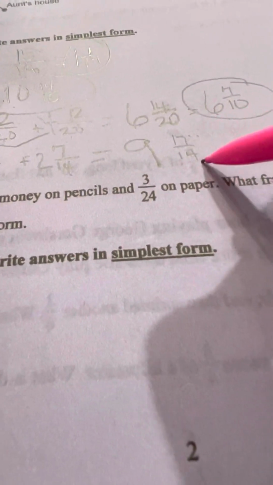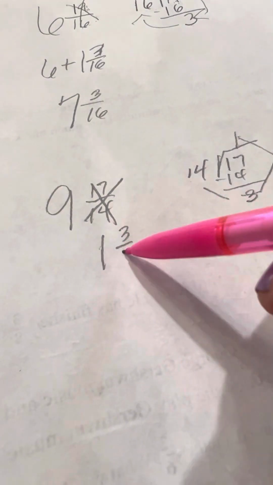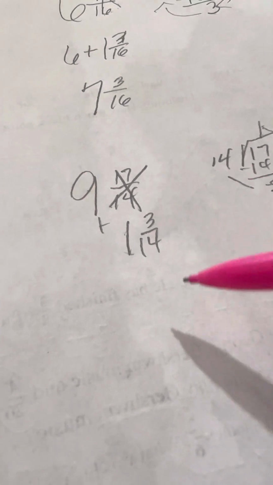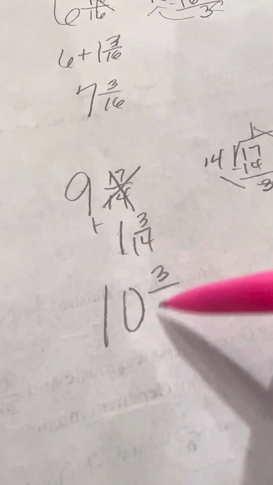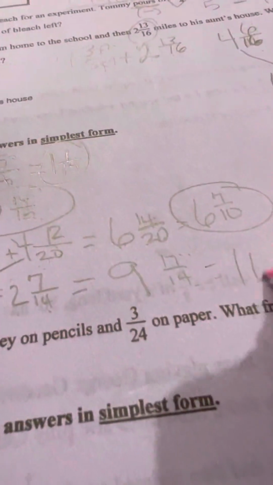There we go again with the bigger number on top, giving us that improper fraction. Come over here. We've got 9 and 17 over 14. So we're going to divide 17 on the inside, 14 on the outside. It goes in once with 3 left over. 1 and 3/14, right? So 9 plus 1 and 3/14 becomes 10 and 3/14. All right.